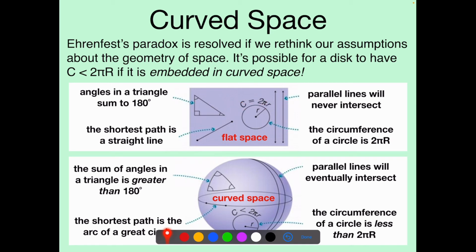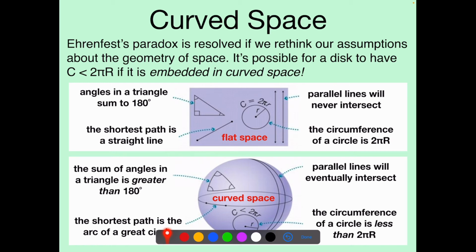We could also take 2 points, one here and one here, and ask, what is the shortest path between those 2 points? Well, it's a straight line. We could look at 2 parallel lines like this, and ask the question, do they ever intersect with each other? And the answer would be no. Parallel lines will never intersect. So these are some basic facts that we know about geometry that apply to flat space.